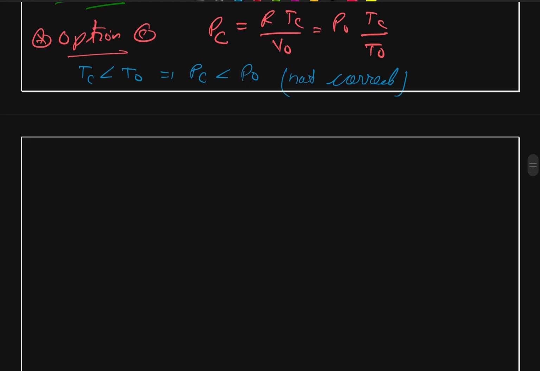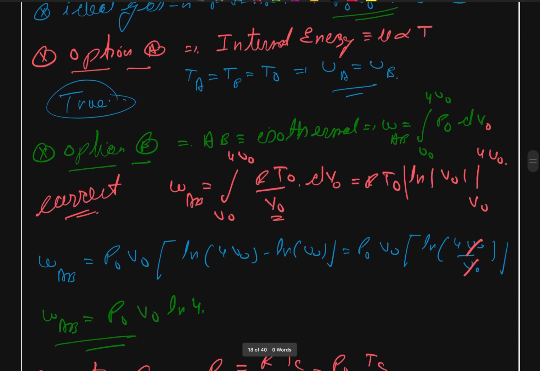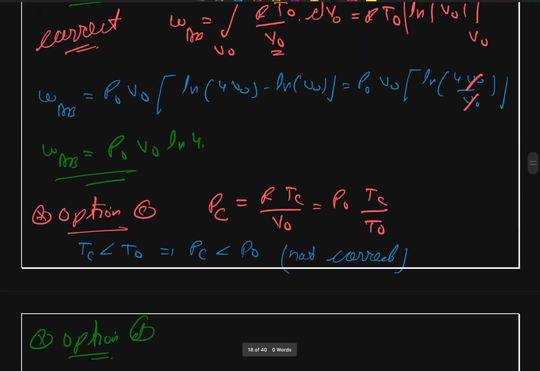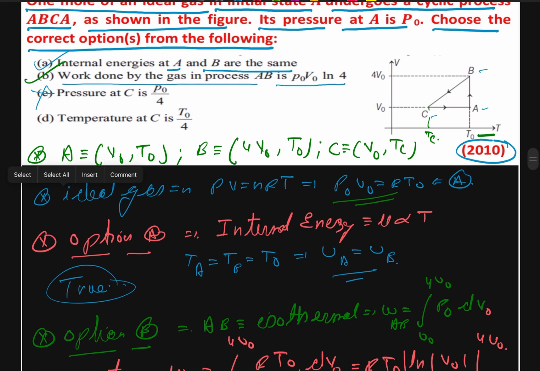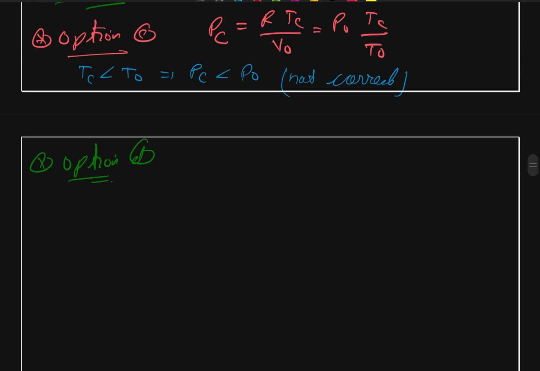And we come to option D. In option D we are given that temperature at C is T naught by 4. Once again the same, because nothing is being mentioned, we are not very sure what will be the temperature. So about this we are not very sure whether it is correct or not. We know that Tc is less than T0, but what is the actual value, we are not aware of that. Therefore we can say not correct.